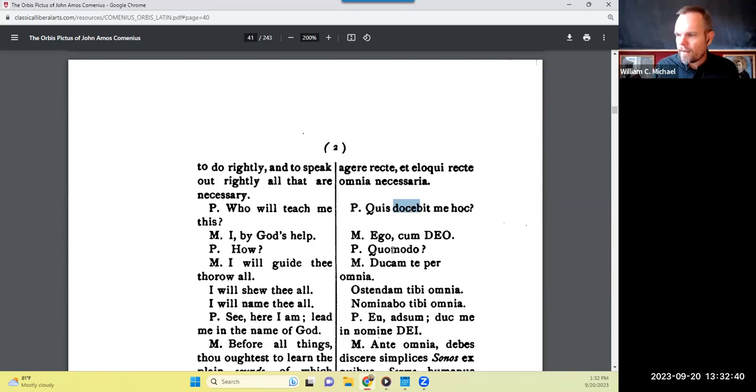The boy asks. And then the magister responds and says, ego. Ego means I. I will teach you. Ego. Now, in English, this word ego comes into English when we say someone has an ego problem. We say, oh, I don't like that kid. He has an ego problem. What does it mean to have an ego problem? It comes from this word.